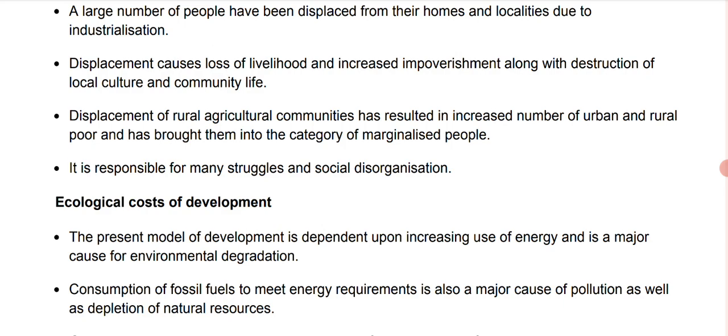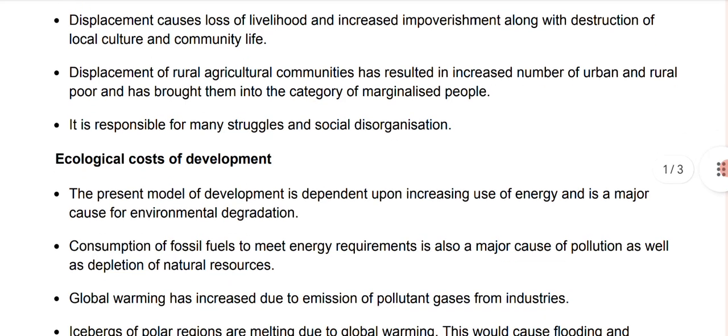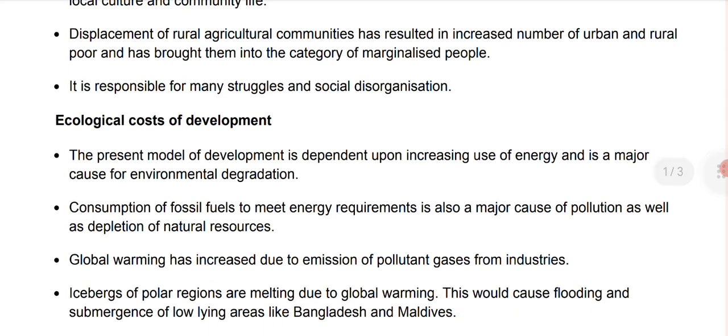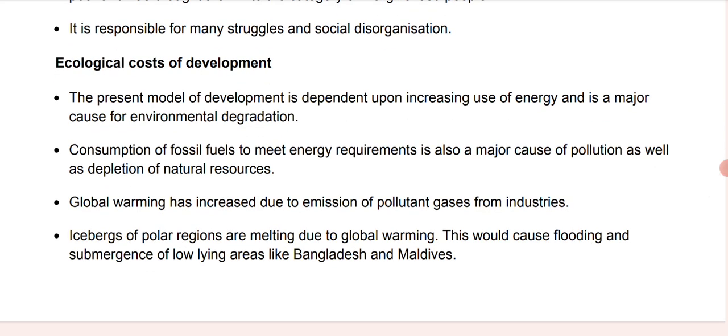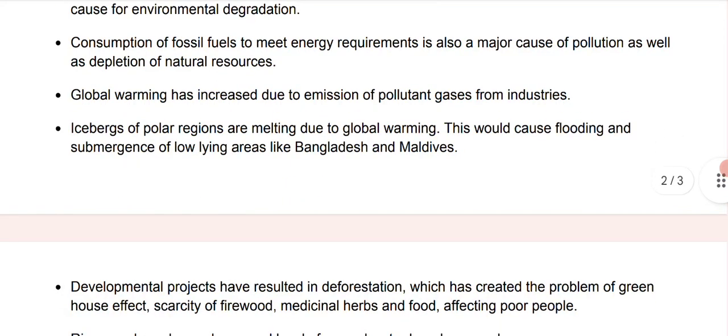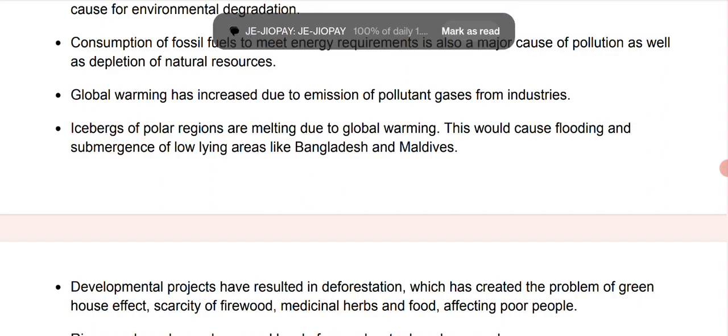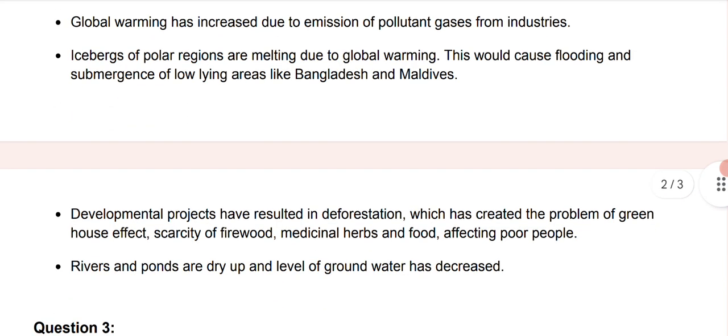As we all know, while measuring a country's or nation's development, we also see the energy consumption of the country. Consumption of fossil fuels to meet energy requirements is also a major cause of pollution as well as depletion of natural resources, which results in global warming due to emission of pollutant gases from industries. Icebergs of polar regions are melting down due to global warming. This would cause flooding and submerging of low-lying areas like Bangladesh and Maldives.